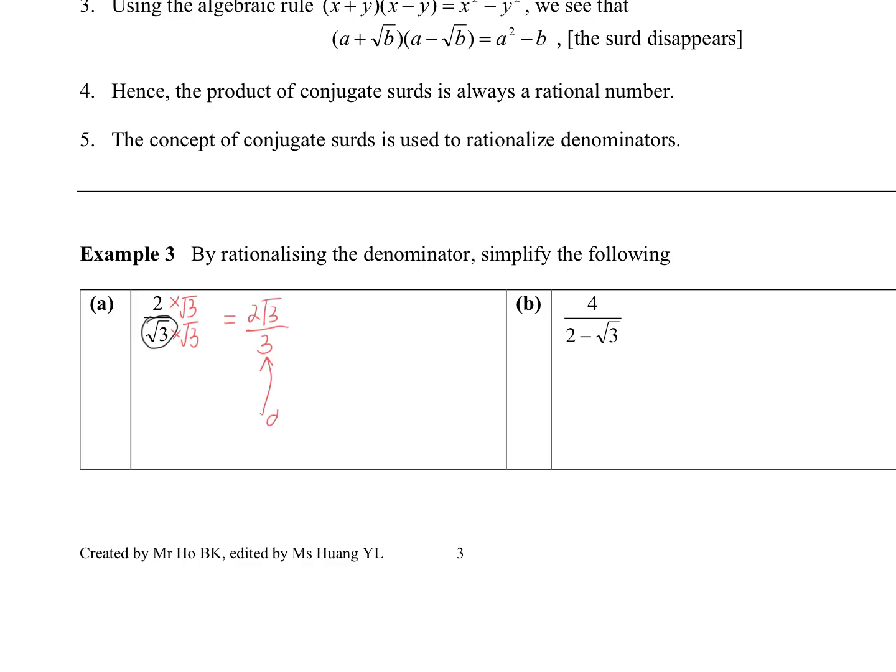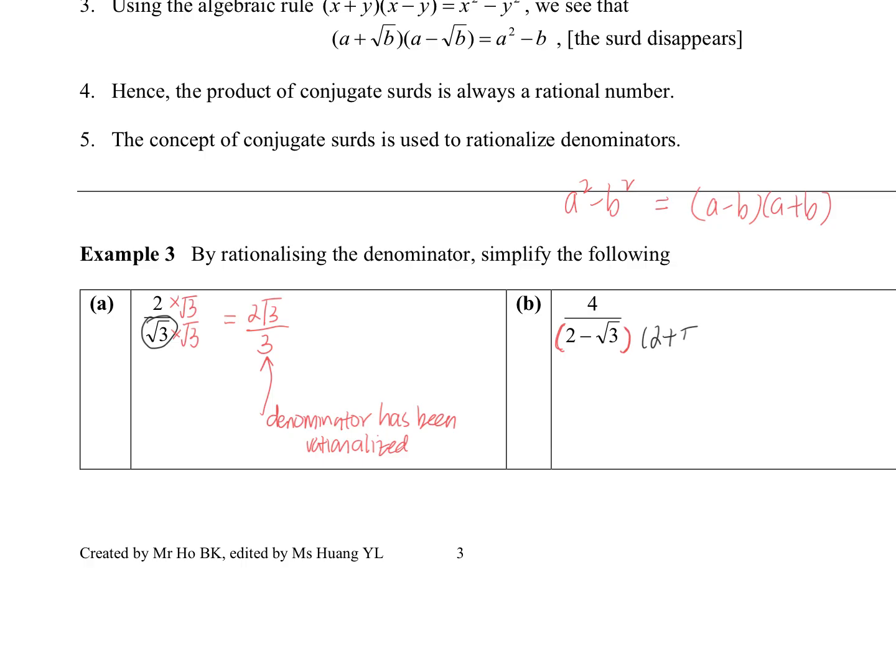Can you see that your denominator has been rationalized? That means it has become a rational number. No more surds, no more square root in the denominator. So this is called rationalizing. Okay, what about this? Just now we say, right, we can introduce the other pair so that we can get rid of the surds. So what should I introduce?